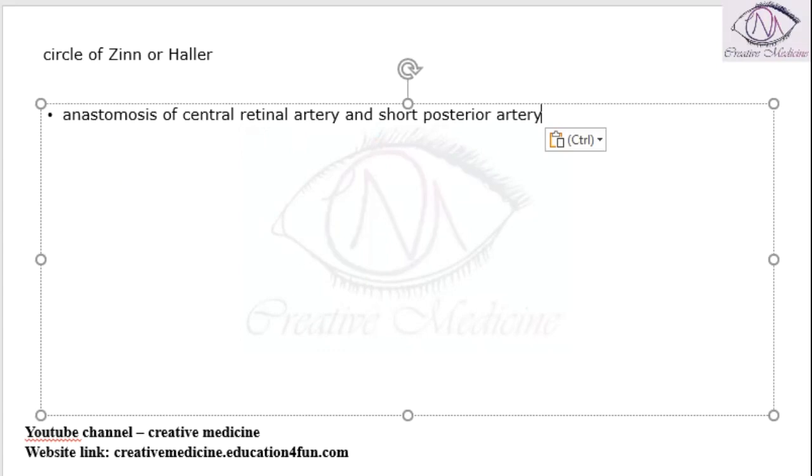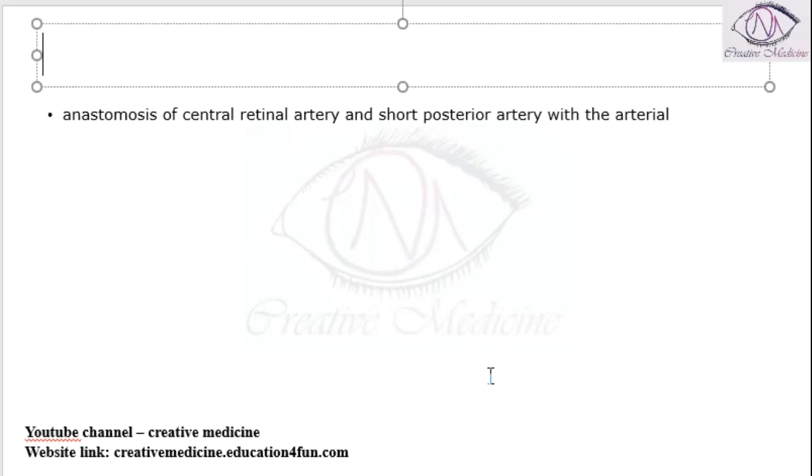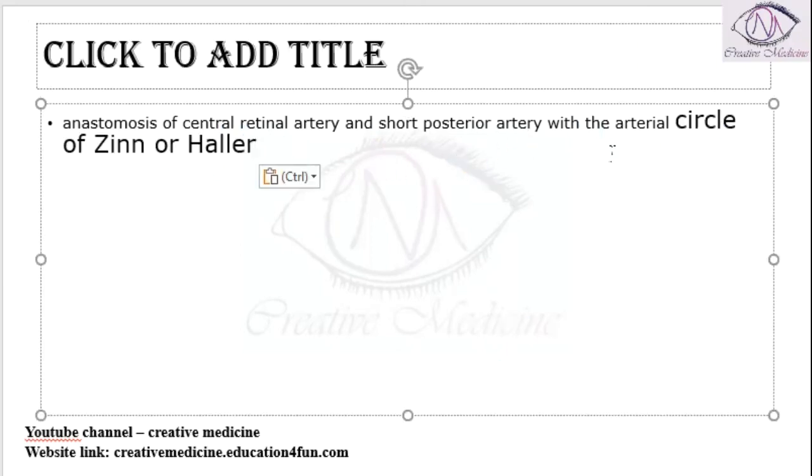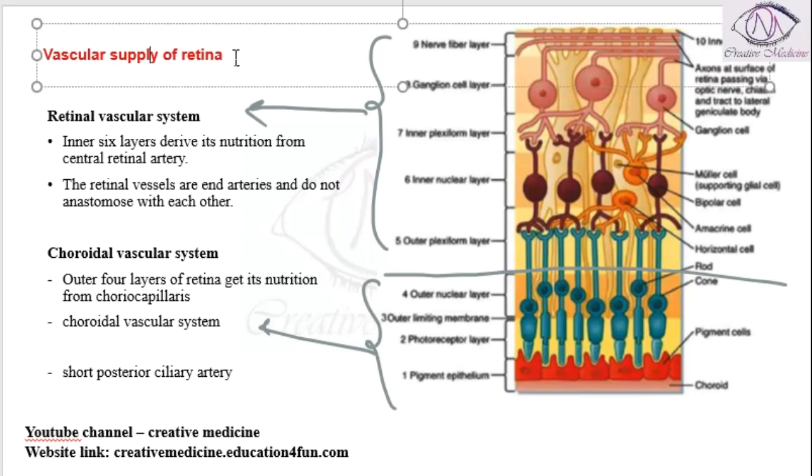anastomosis of the central retinal artery and the posterior ciliary artery, seen with the arterial circle called Zinn and Haller. There is something called the arterial circle of Zinn and Haller. So this central retinal artery and short posterior ciliary artery anastomose in this circle. So this is the vascular supply of retina.